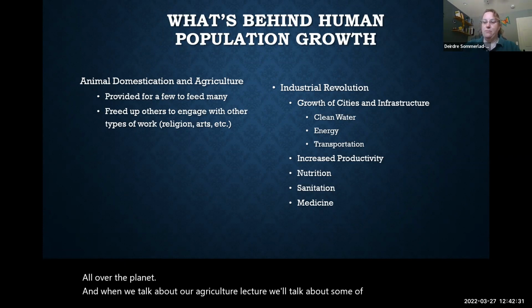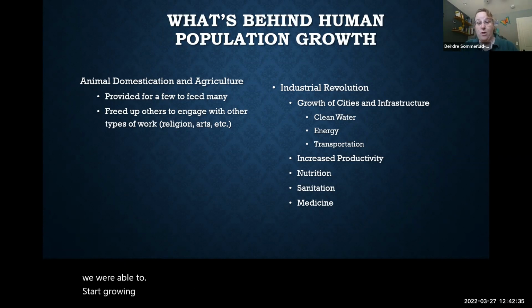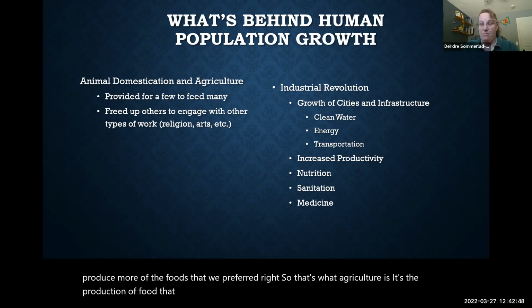And because we were able to start growing, having more control over our ecosystems through agriculture, we were able to produce more of the foods that we preferred, right? So that's what agriculture is. It's the production of food that we occurred on a larger scale.